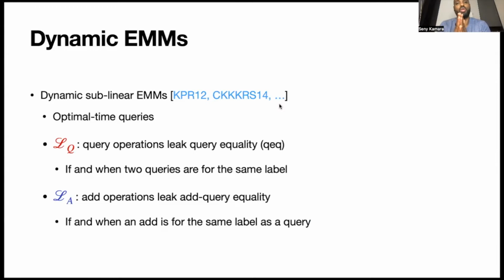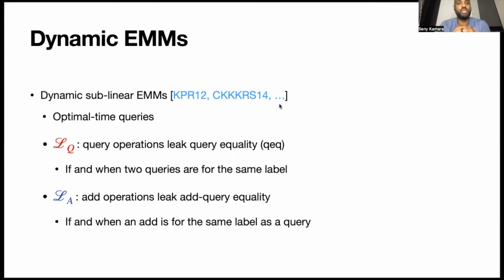So there are many different ways of encrypting multimaps. Here we're particularly interested in dynamic multimaps. So these structured encryption schemes have to support not only gets but also puts, or maybe adds, edits, different types of update operations. And so most of the dynamic encrypted multimap schemes that support optimal time queries have a similar leakage pattern.